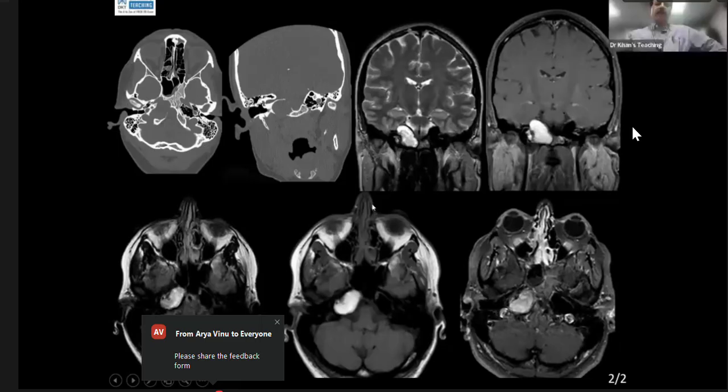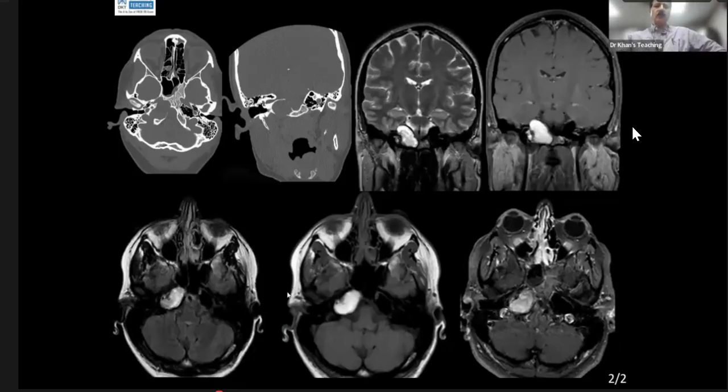Okay, let me give you a hint. The key sequence to make the diagnosis is this T1. What is the signal? That is the hint. So it's the same signal as fat. And so it's a fat-containing lesion.